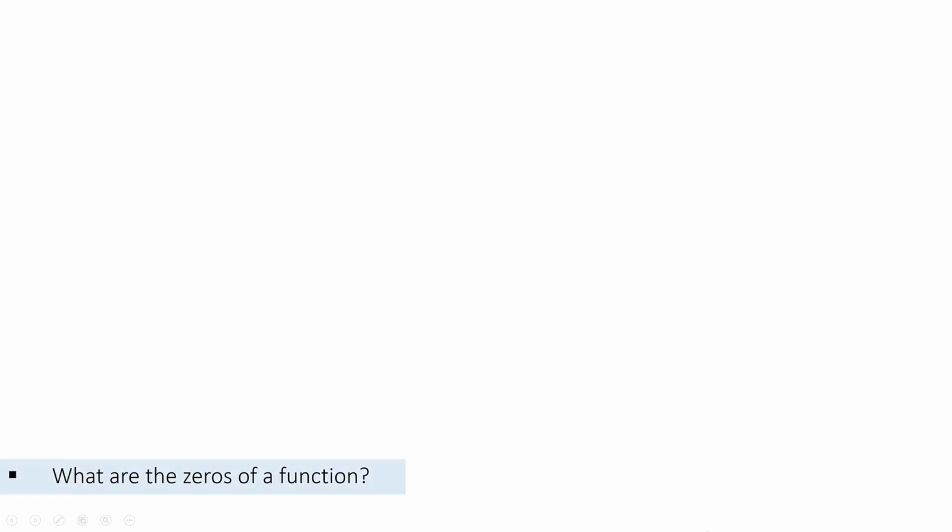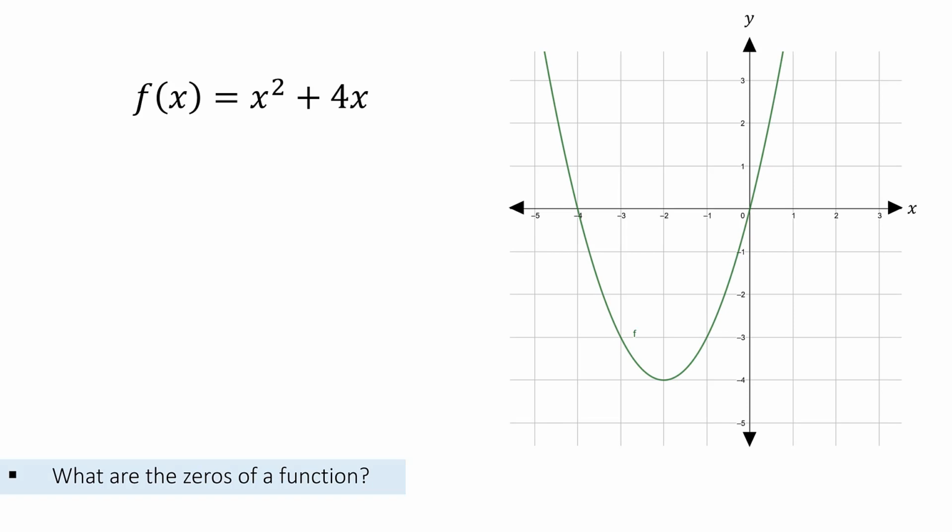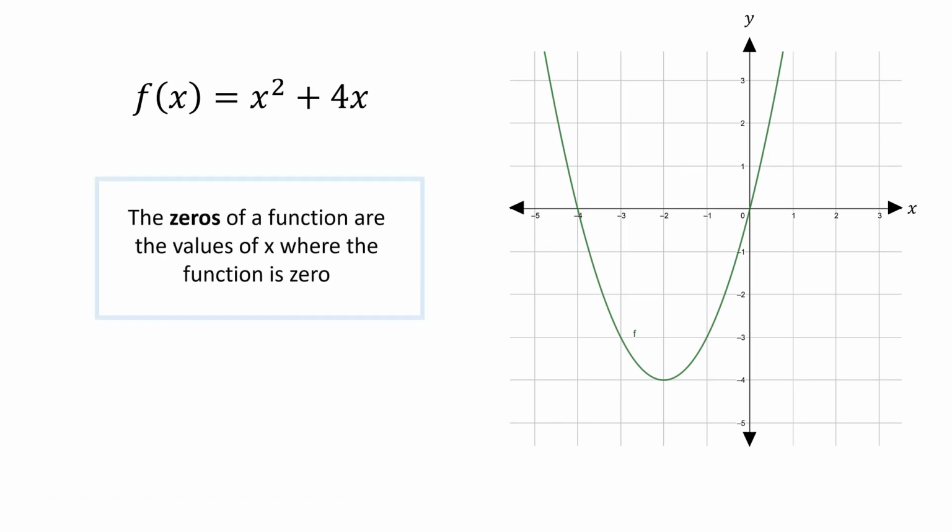In this video, we will see what are the zeros of a function. We will use as an example the function x squared plus 4x. As you know, another way to represent a function is as a graph. This is the graph of the function. The zeros of a function are the values of x where the function is 0.